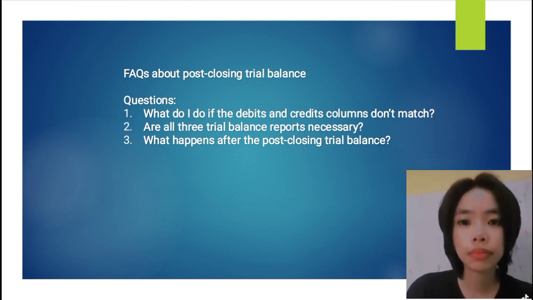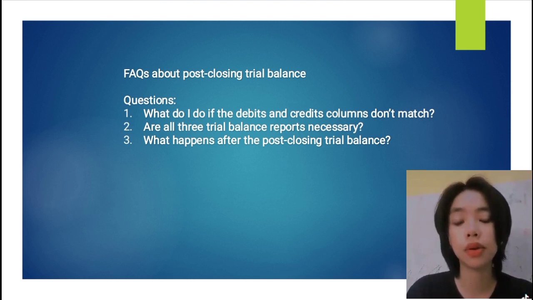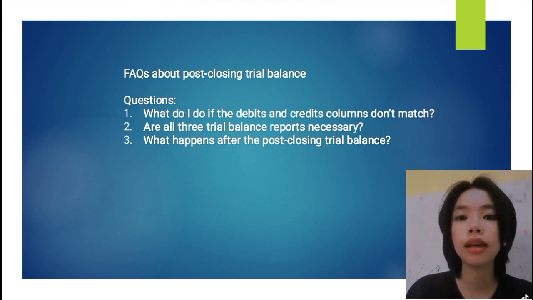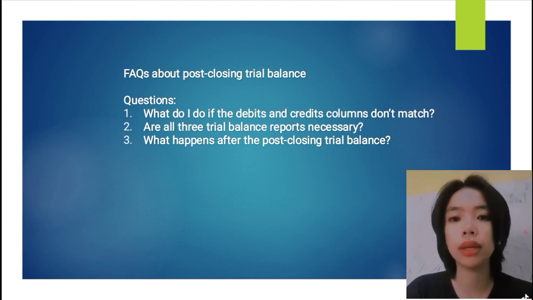So number 2, are all 3 trial balance reports necessary? The answer is, the complete accounting cycle includes all 3 trial balance reports: unadjusted trial balance, adjusted trial balance, and post-closing trial balance. Run the trial balance reports to make sure all transactions are accurately and completely accounted for. Once they are, you're ready for the new accounting period to begin.